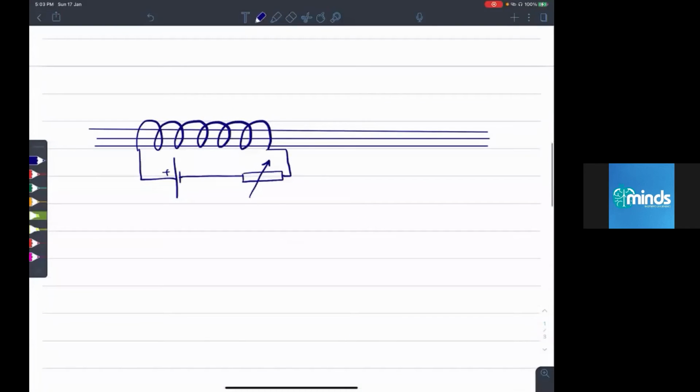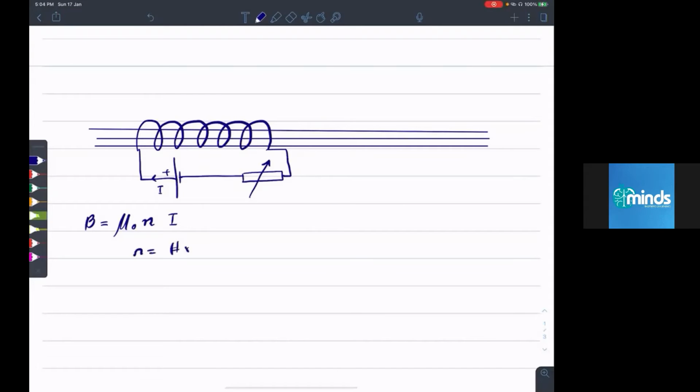This is just for your general knowledge. B is equal to mu naught N I. I hope you remember this mu naught because we did use it in one of the questions. Mu naught is the permeability of free space. I is the current in the solenoid and N is the number of turns per unit length.